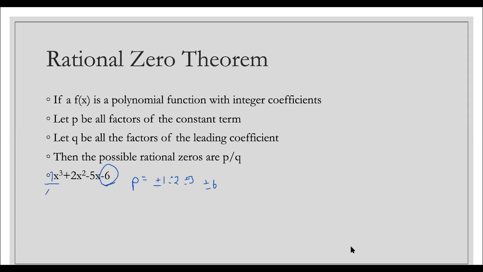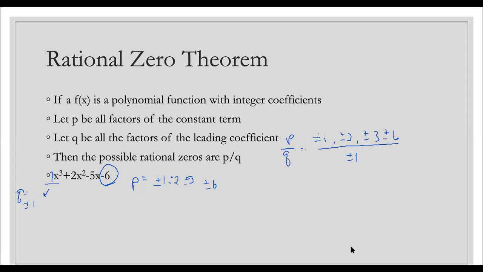If we take a look at 1, the only way we can get 1 is if it's 1 times 1 or negative 1 times 1. So that's just plus or minus 1, and this is our q. So our p over q is plus or minus 1, plus or minus 2, plus or minus 3, plus or minus 6, divided by plus or minus 1.